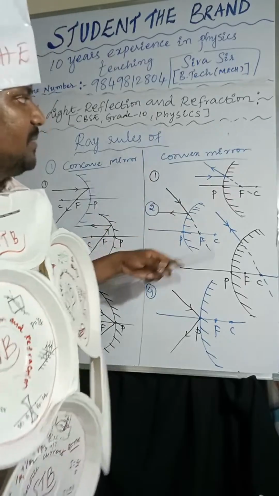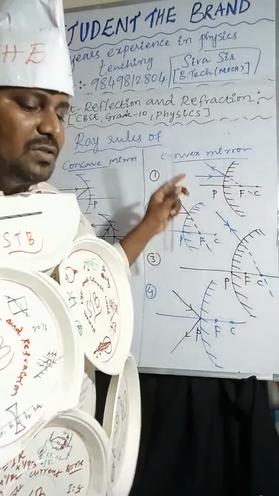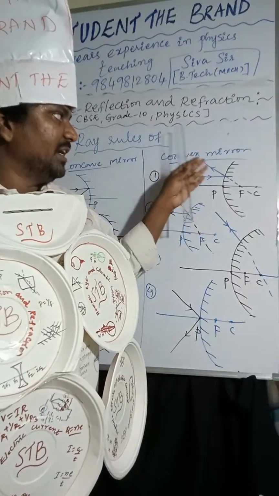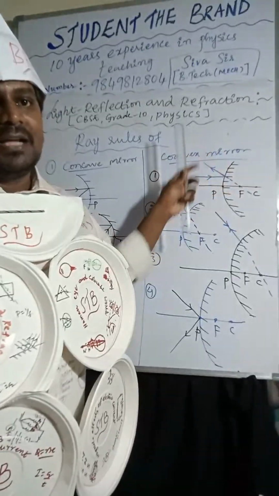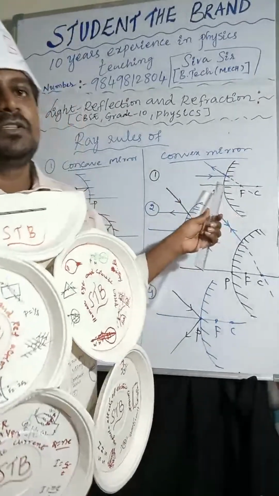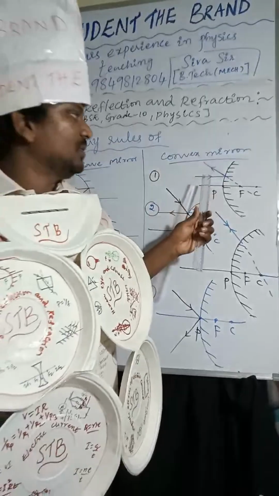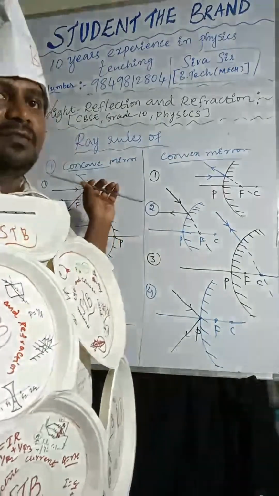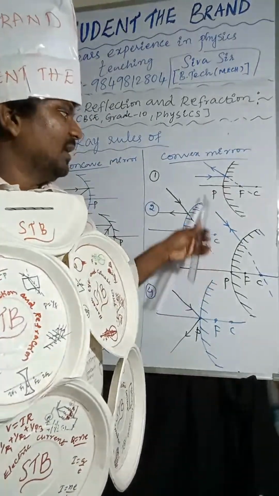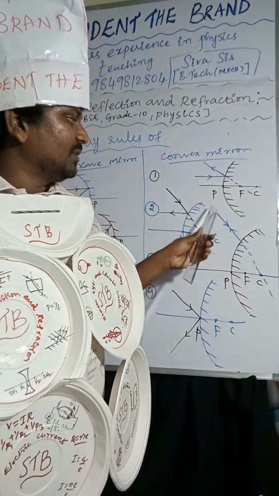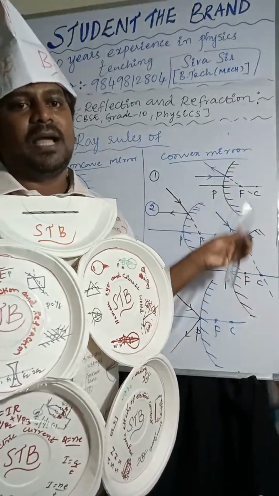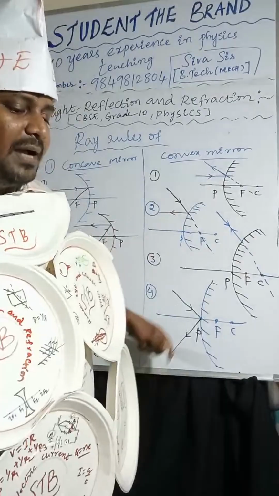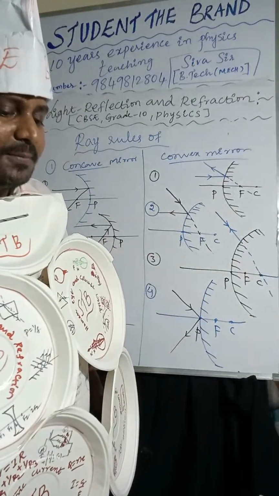For the convex mirror, also the same scenario, the same points we will take. If the light ray is incident on the mirror, it reflects back, and if you extend that reflected light ray, it passes through the focus. Coming to the second one, if it passes through the focus, after reflection it passes towards infinity. Coming to the third one, the light ray passes through the center of curvature, so it reflects back along the same path. Coming to the fourth one, if the light ray is incident at the pole, it reflects back.